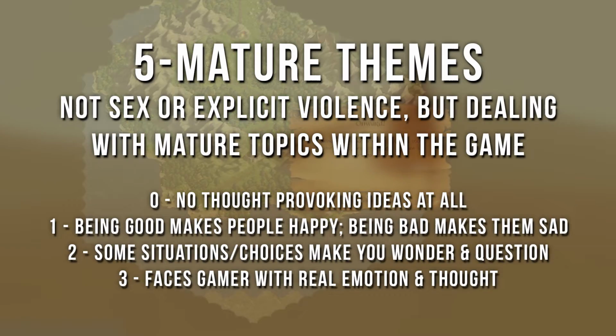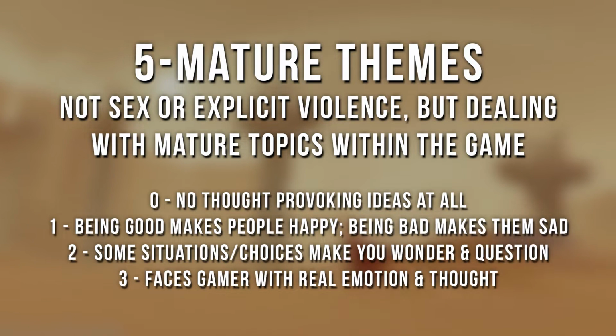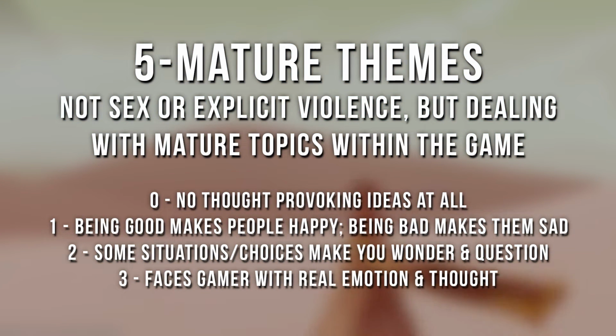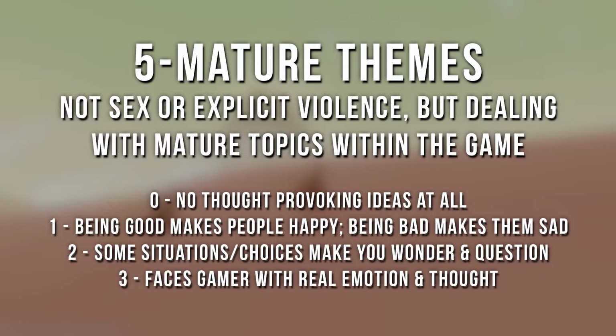Criteria 5, mature themes. Now, I don't mean sex or explicit violence, but dealing with abandonment, love, loneliness, loss, death, slavery, dictatorship, substance abuse, starvation, poverty, allegiance changes, conflicts of interest. All these can be applied to any context, even a children's game. 0 means no thought-provoking ideas at all. 1 means being good makes people happy, being bad makes them sad. 2 means there are some situations and choices that make you wonder and question.